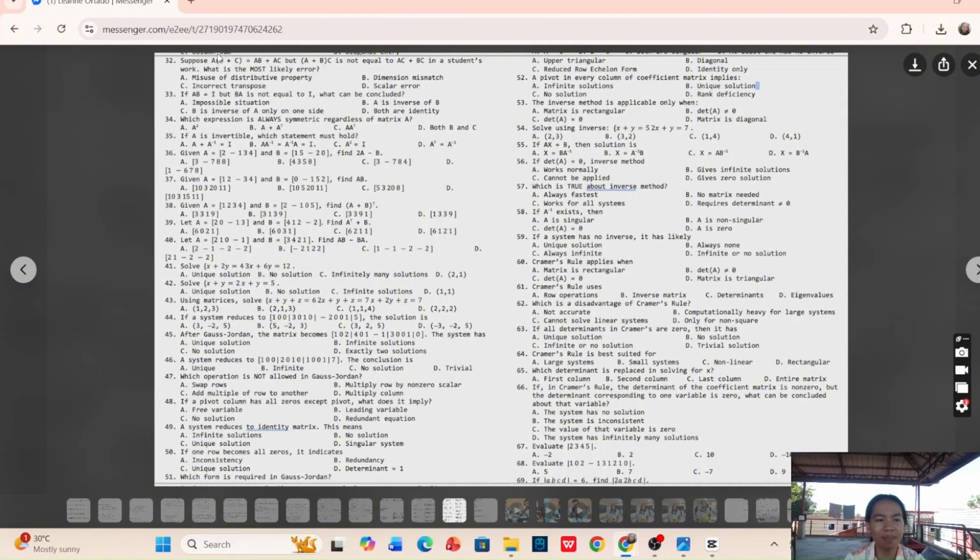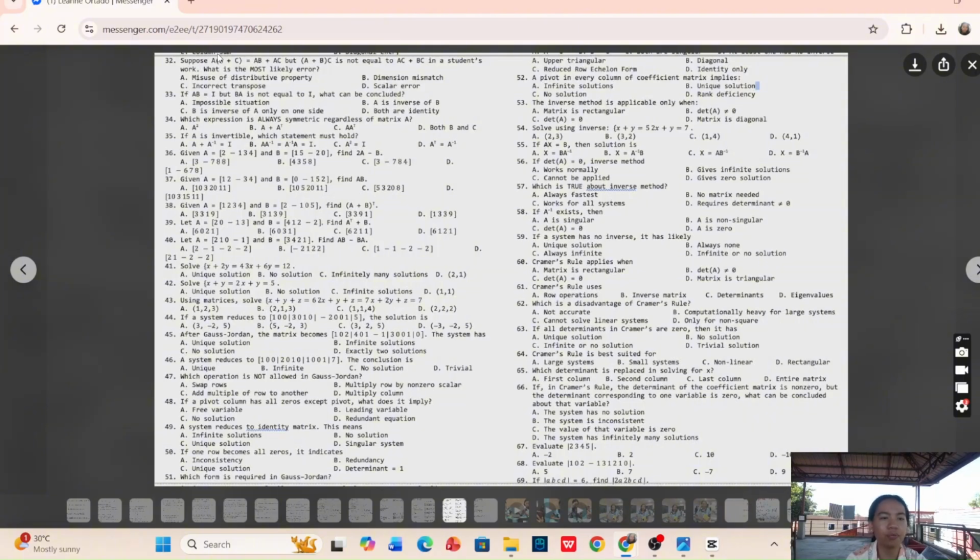Number 33, if AB equals I but BA is not equal to I, what can be concluded? The correct answer for number 33 is letter C. This is because this shows a one-sided inverse, not a full inverse relationship. So B is inverse of A only on one side.